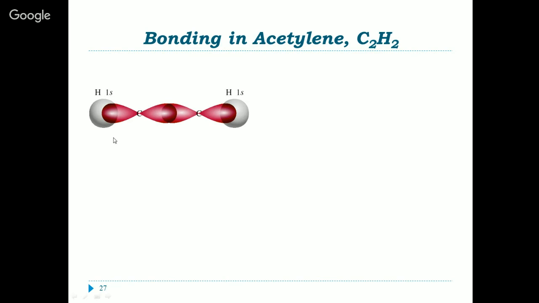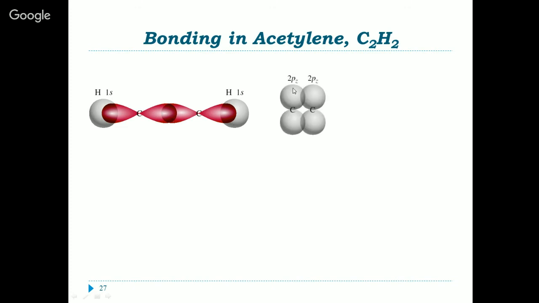Well, once again, we have our linear shape, which comes from our sp orbitals. So hydrogen is overlapping the 1s orbital with carbon's sp. These 2 carbons are overlapping their sp orbitals. And this carbon is overlapping its sp orbital with hydrogen's 1s orbital. So we have a sigma bond, a sigma bond, a sigma bond.